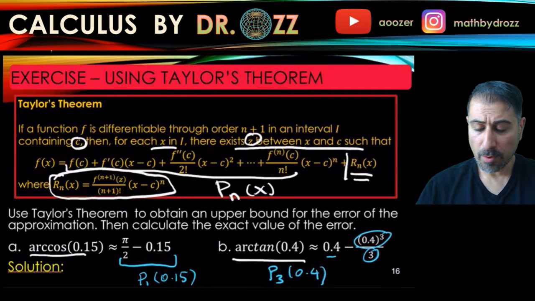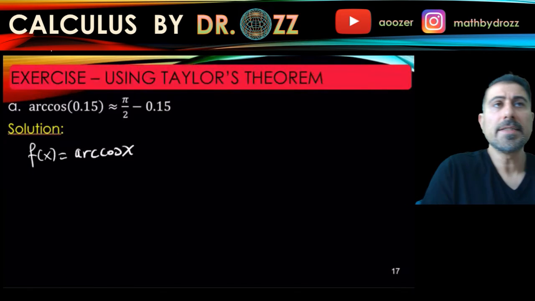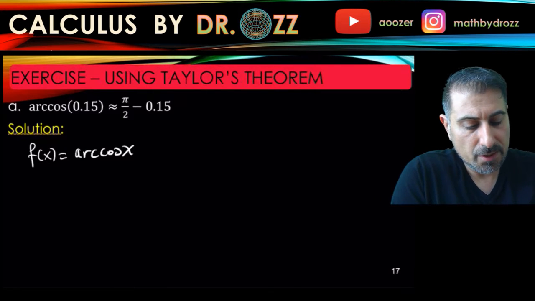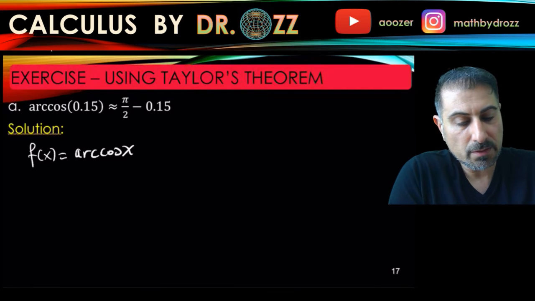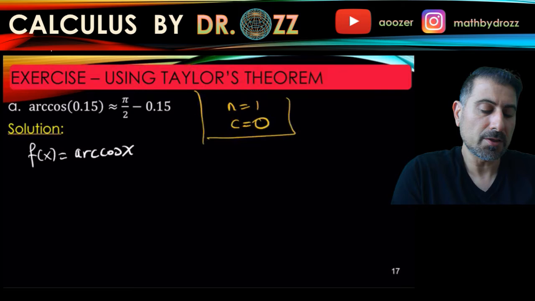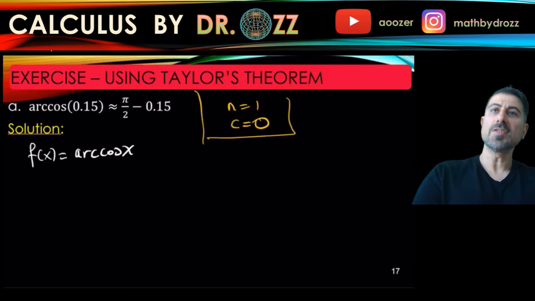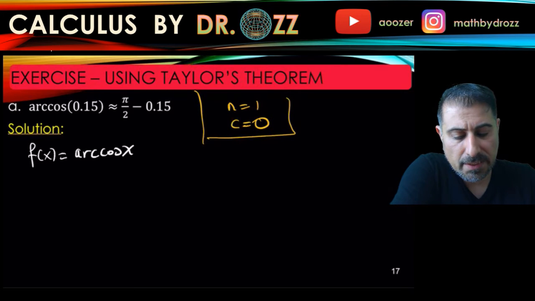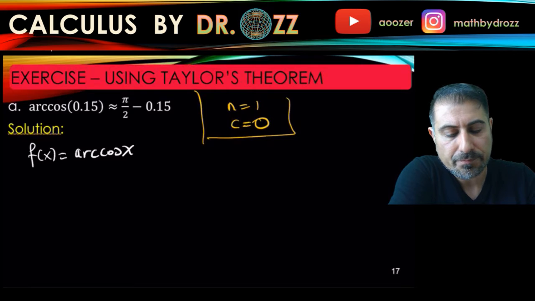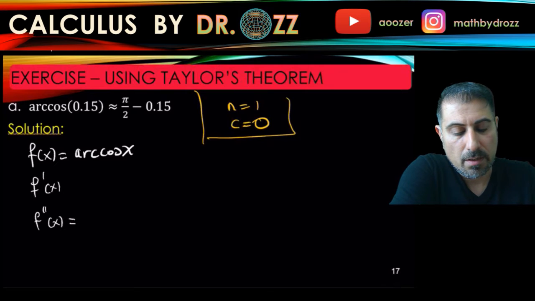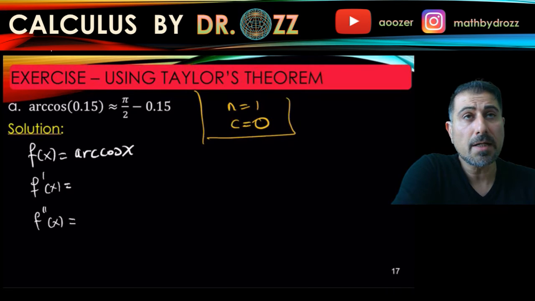So let's go ahead and write down the Taylor polynomial of f. For the first case, I need to write that down for n equals 1 and c equals 0. Essentially, it's the Maclaurin polynomial. Once I have it, I'm going to plug in 0.15. For that reason, I need f prime and f double prime for R1.